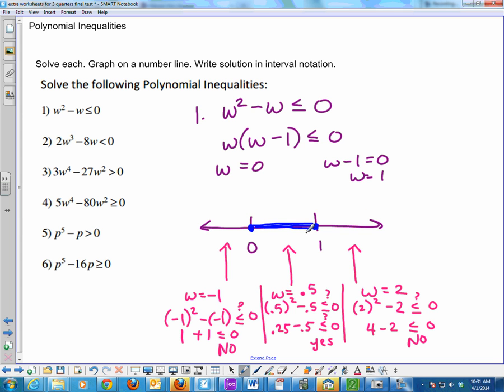Okay, and then I test a point in this interval. I chose w equals 2. That gives me 2 squared. I'm plugging into here. 2 squared minus 2, is that less than or equal to 0? So 4 minus 2 is not less than or equal to 0, so there would be no shading on this interval. So the answer then, it's a closed interval including 0 and 1. And then there's your answer in interval notation.